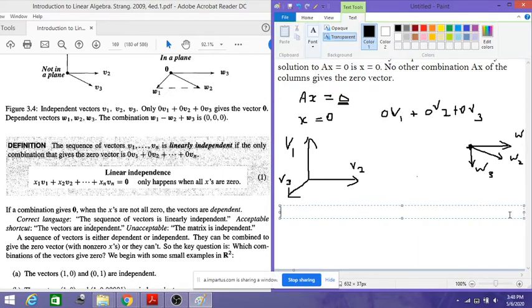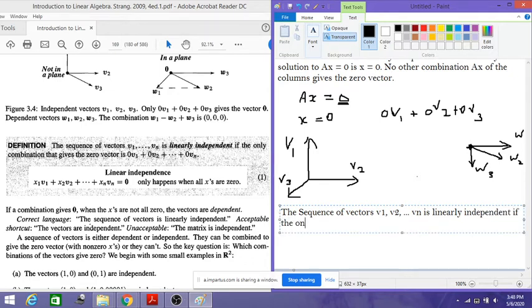So if I write the definition here, it means the sequence of vectors, that is v1, v2, up to say vn, is linearly independent if the only combination that gives 0 is, what is the only combination?